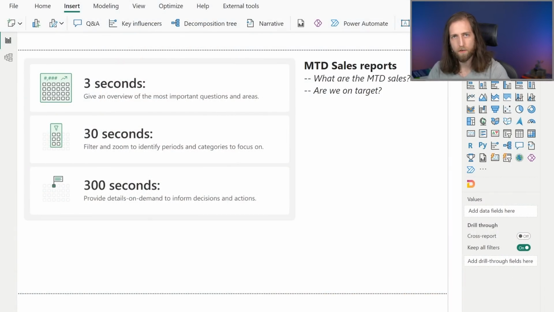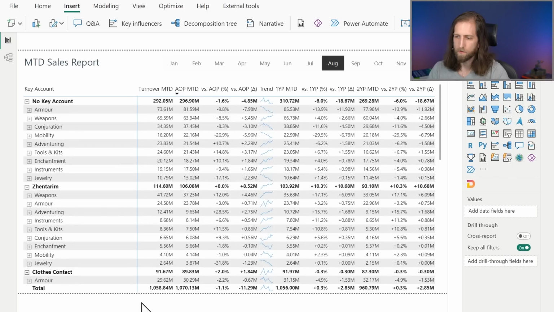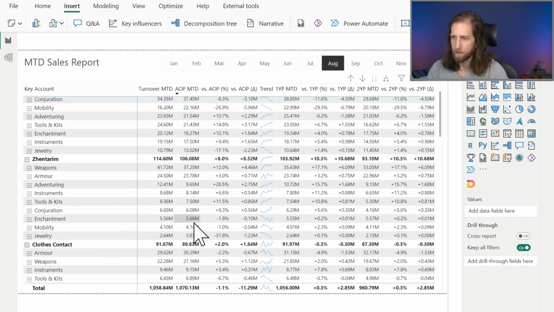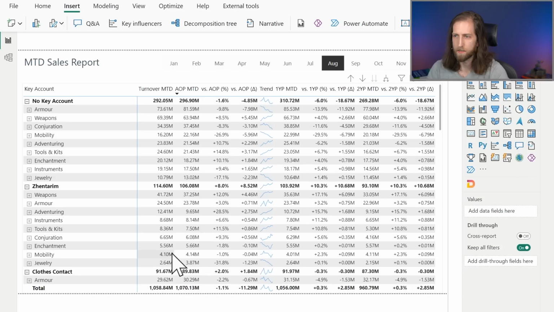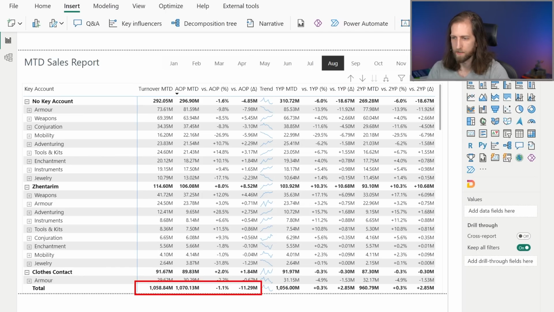Remember, what we're trying to do is answer basic questions. What are our sales month-to-date and are we on target? Yes or no? When we look at this first report, the first thing that really jumps out at me is this is just a wall of numbers. I don't really see any particular number that jumps out, and if I'm trying to answer this basic question, what are our month-to-date sales, I'm going to have to really look for the column that I need, go all the way down to the bottom, and this tiny number here has my answer, that our month-to-date sales are 1.06 billion, and we're off target if we compare versus our AOP.